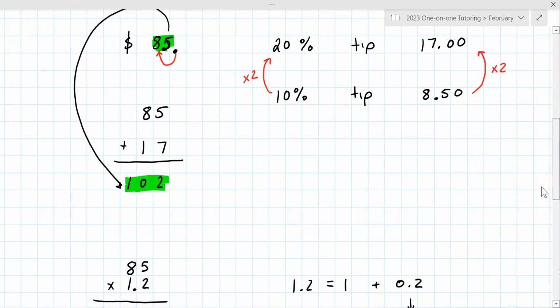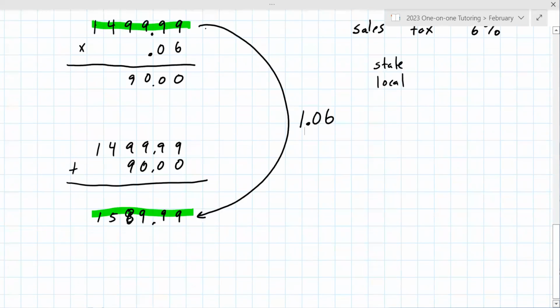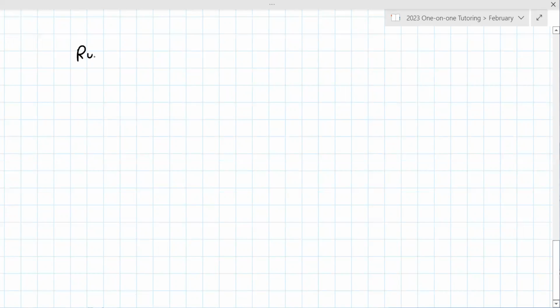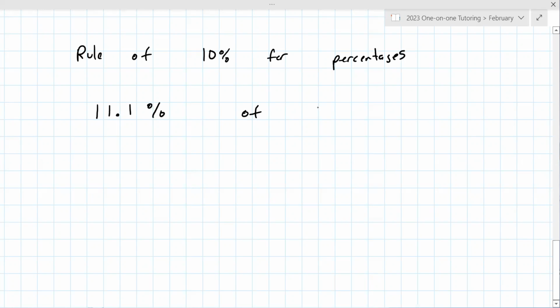Now we're going to talk about what I call the rule of 10, the rule of 10 with percentages. The idea is that any percentage you want to calculate goes back to 10%. And let's say, and we'll pick something kind of crazy here, let's say you wanted to calculate 11.1% of $20.